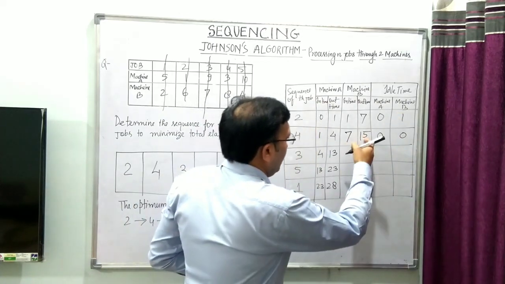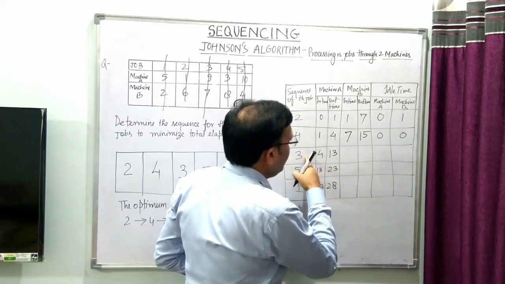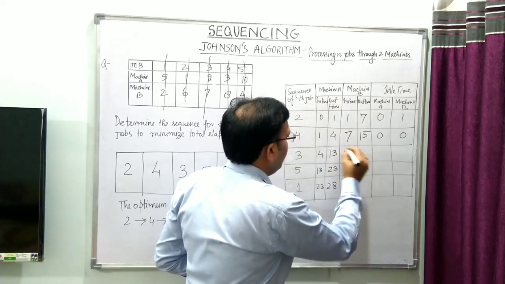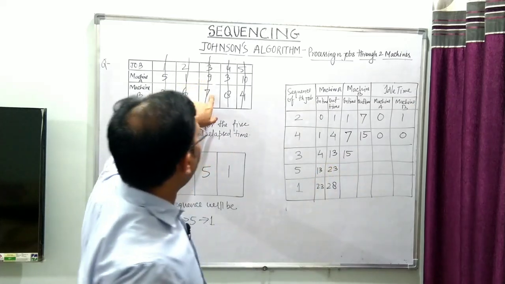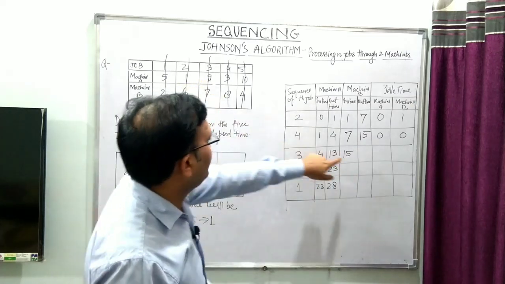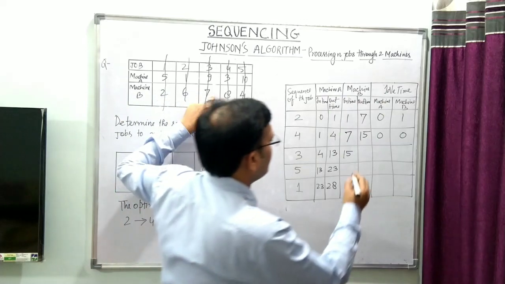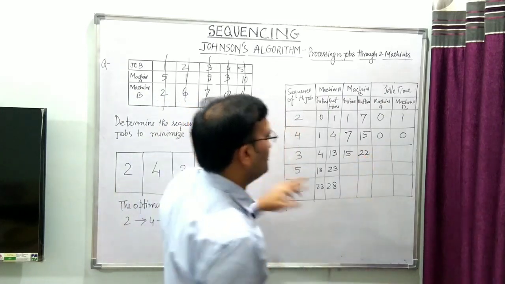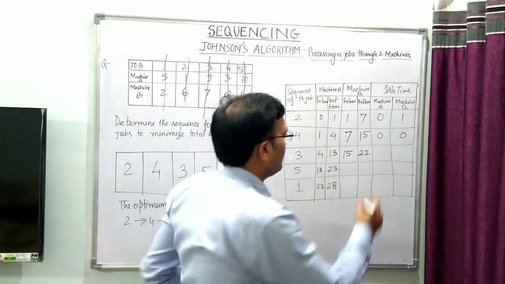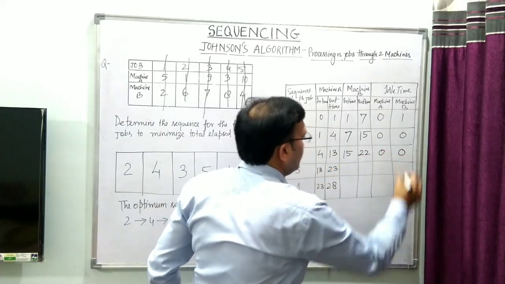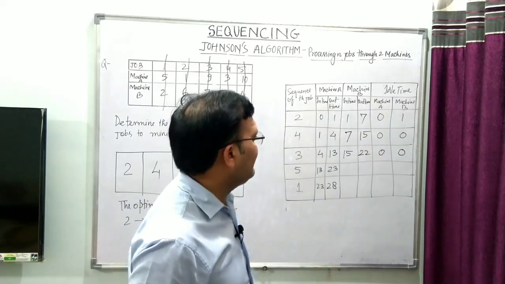Now job 3 shall be starting at 15. How much time does it take? It takes 7 hours. So 15 plus 7 is equal to 22, right? At 22, it will be finishing its job. So again idle time for both the machines is 0.